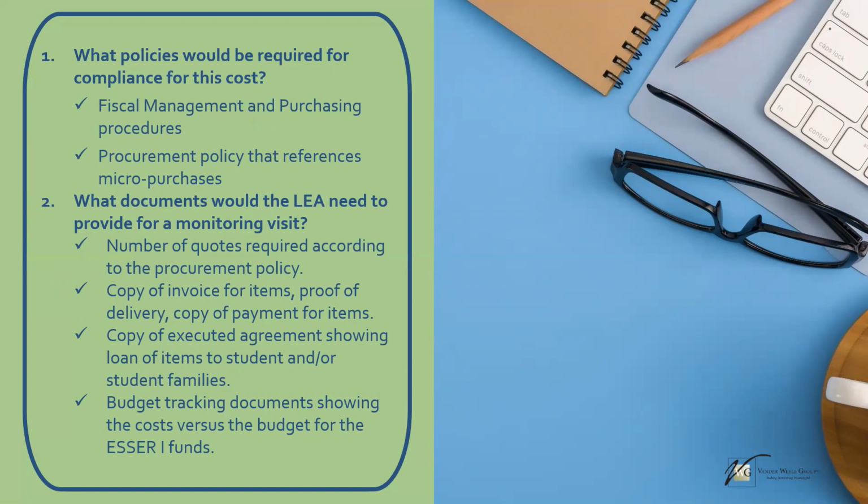The number of quotes received according to the procurement policy, if that is required, a copy of the invoice for items, proof of delivery, a copy of payment for the items. We need a copy of an executed agreement showing the loan of the items to the student and or the student families. These are all items purchased with federal dollars. Either the policy needs to be that the student will be able to keep them at the end of school, or they need to be returned to the class. And then of course, the budget tracking documents for how much was spent from the ESSER funds.